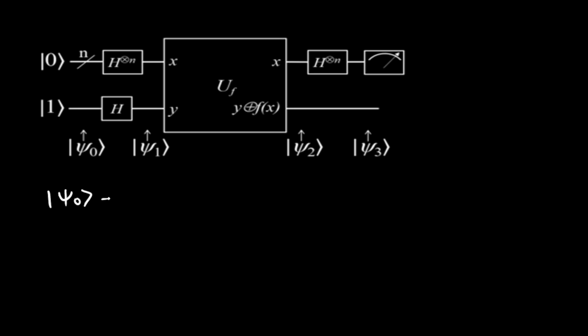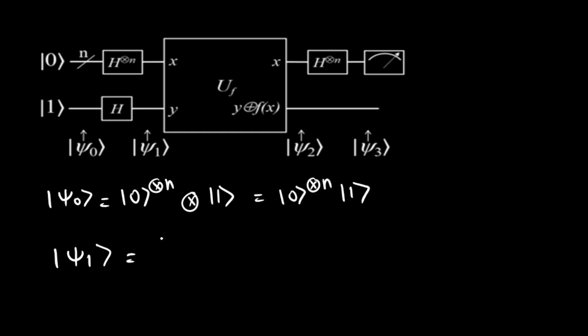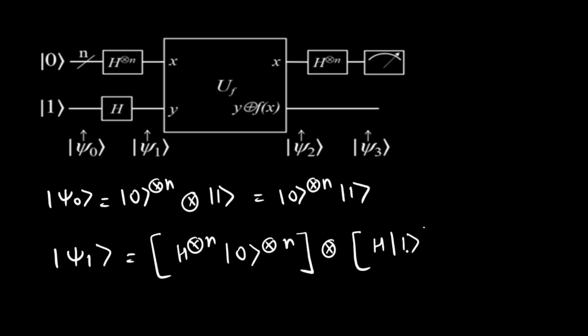So psi 0 will be equal to the tensor product of the 0 tensor n state and the 1 state, which is given as 0 tensor n into 1. Now the 0 tensor n state is operated on by the n qubit Hadamard transform, and the 1 state is operated on by a single Hadamard transform. Therefore psi 1 will be equal to H tensor product n operating on 0 tensor product n, tensor product H operating on 1. Now this operation can be written as H tensor product n operating on 0 tensor product n equal to 1 by root 2 raised to n, summation over x for all 0 1 bits raised to n, of x.